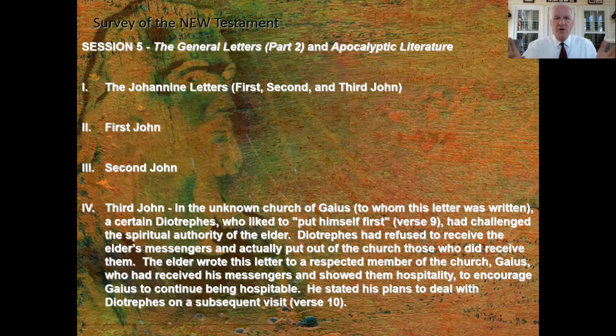And so the elder wrote this letter to a respected member of the church, Gaius, who had received his messengers and showed them hospitality, to encourage Gaius to continue being hospitable. And then the elder stated his plans to deal with Diotrephes on a subsequent visit. That's a very brief sketch of First, Second, and Third John.